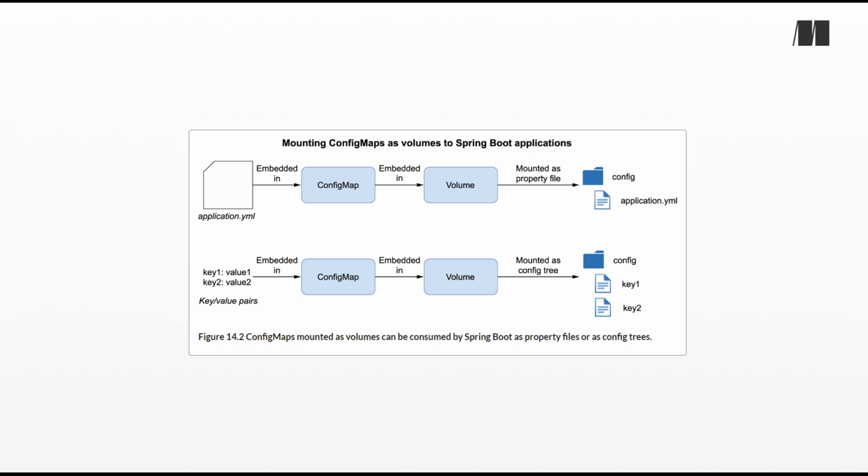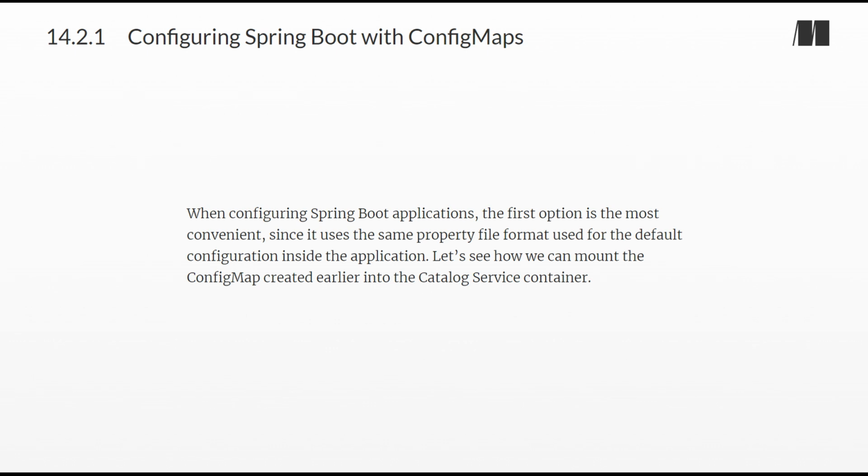Figure 14.2. Config maps mounted as volumes can be consumed by Spring Boot as property files or as config trees. When configuring Spring Boot applications, the first option is the most convenient, since it uses the same property file format used for the default configuration inside the application. Let's see how we can mount the config map created earlier into the Catalog Service container.